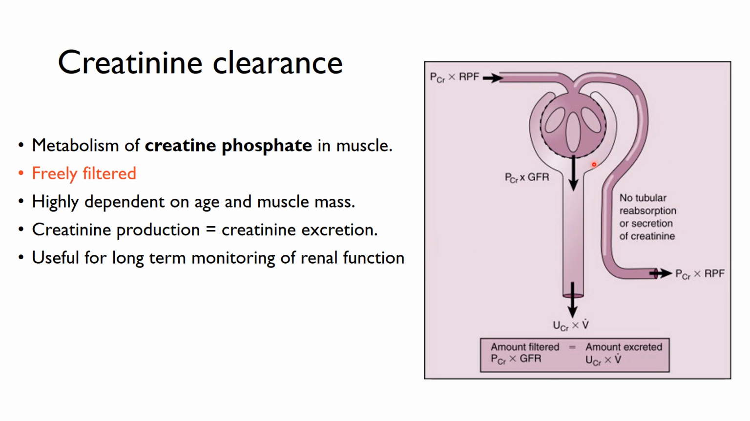And this graphic here shows creatinine concentration in plasma times renal plasma flow entering into the glomerulus times GFR. No tubular reabsorption or secretion of creatinine occurs, and so you see nothing is moving back and forth between the peritubular capillaries and the nephron. Therefore, the amount filtered equals the amount excreted. And therefore, you can use creatinine to estimate glomerular filtration rate if you're given the other three variables.